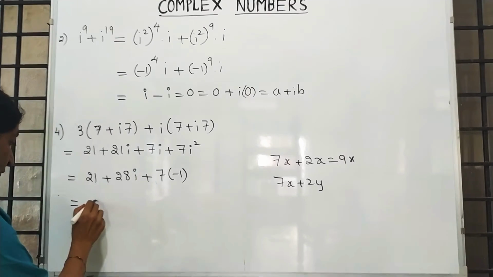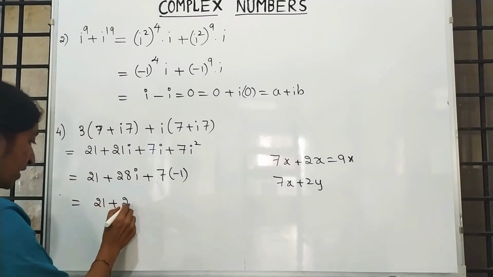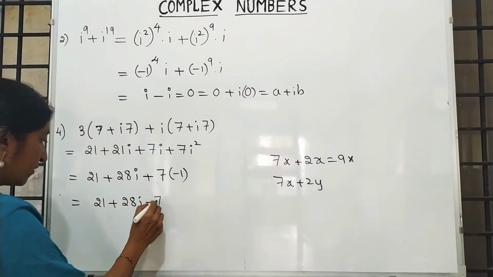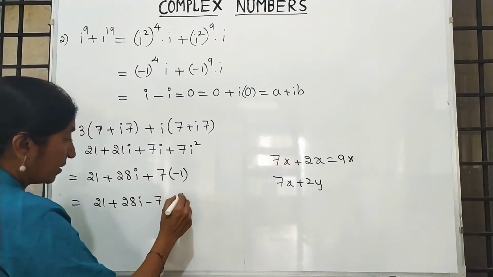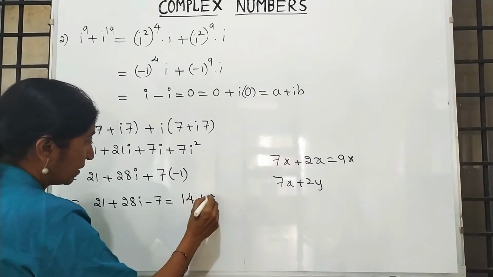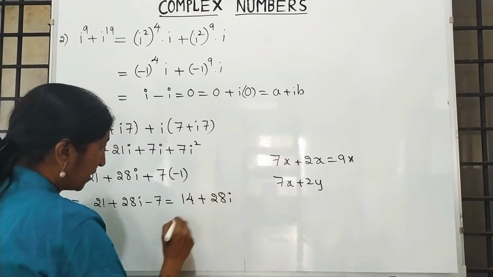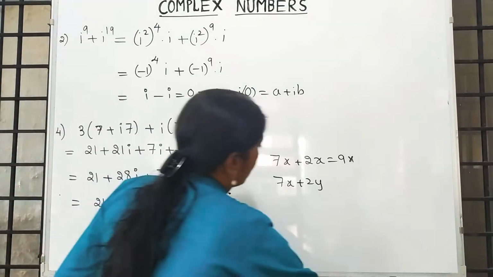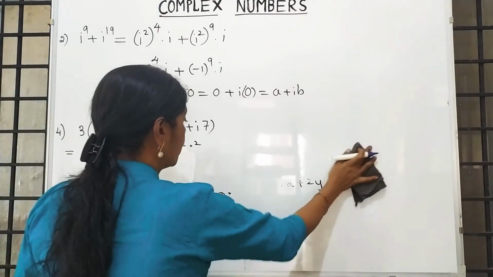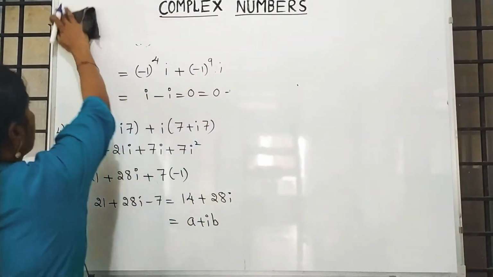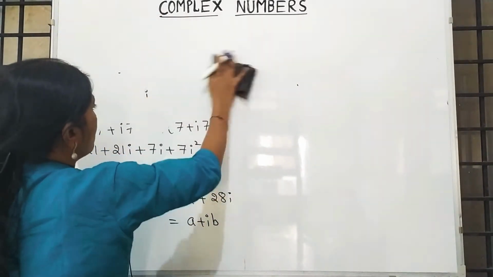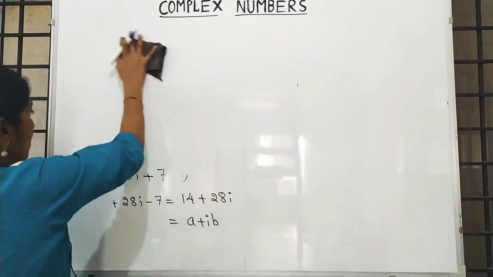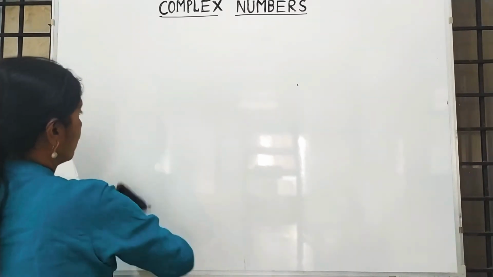So, it is 21 plus 28i minus 7. 21 minus 7 is 14. 14 plus 28i. It is in the form of a plus ib. Moving to the next example, that is also a homework question. In the same category, represent in the form of a plus ib.